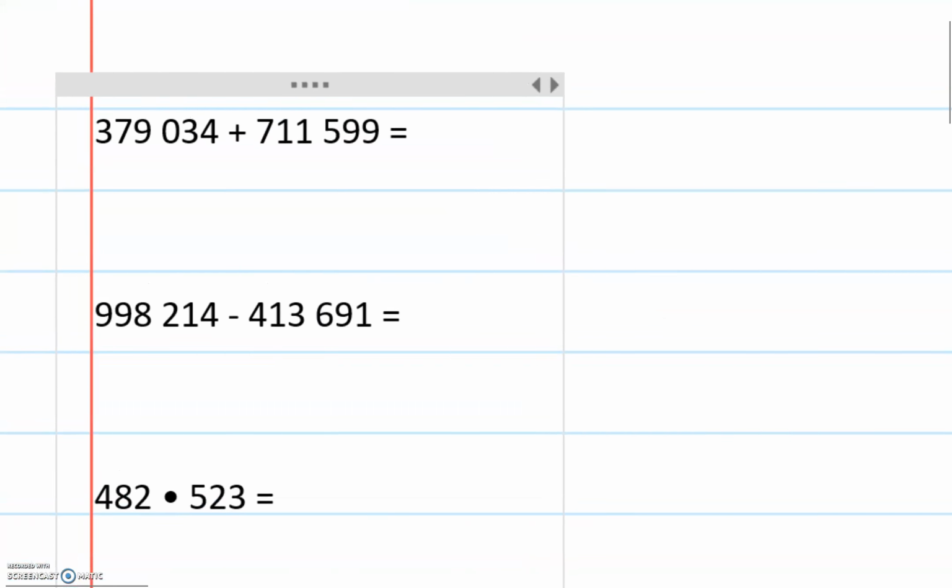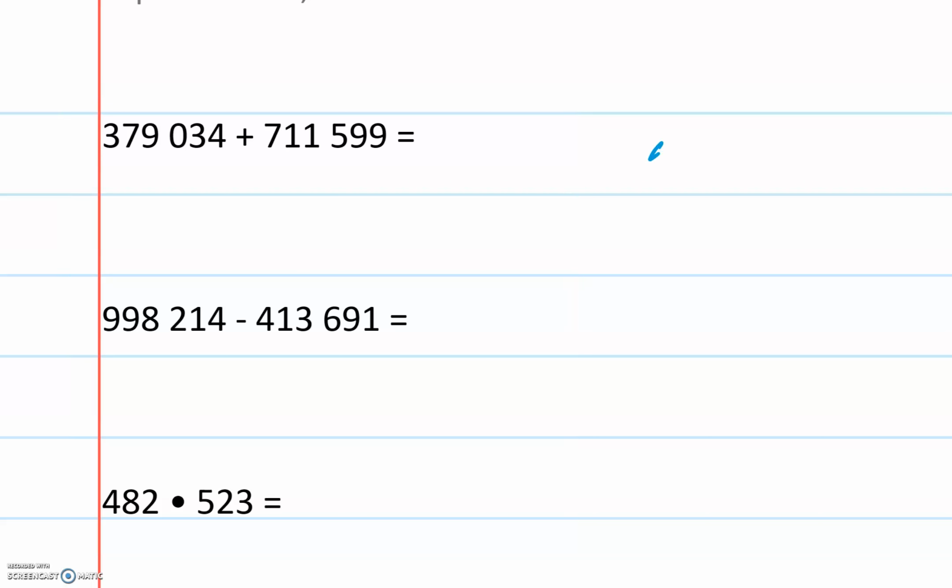So let's take a closer look at these questions. Basically, estimating is all about making it easier. So this is slightly different than rounding. Rounding is always going to be a very step-by-step logical process. Estimating can have some differences. Different people might estimate in different ways.